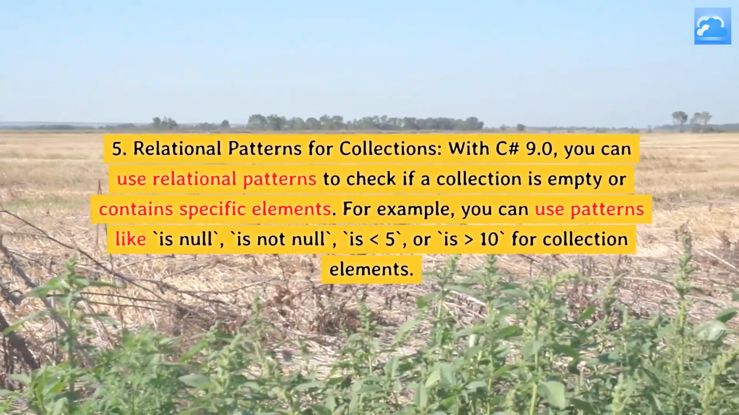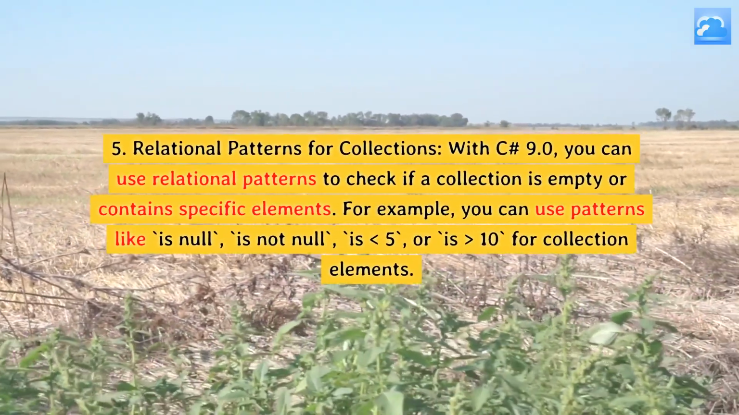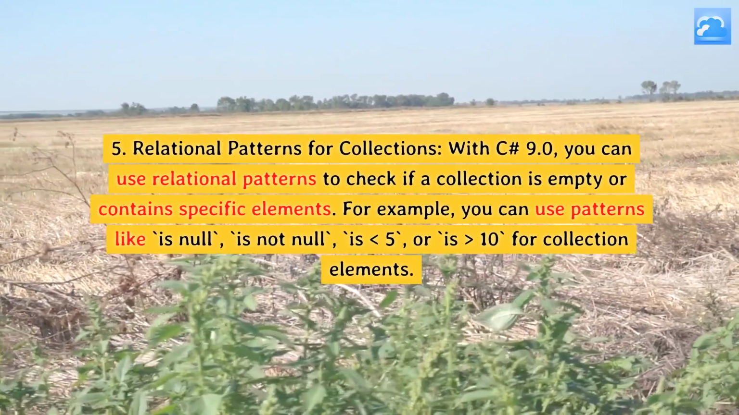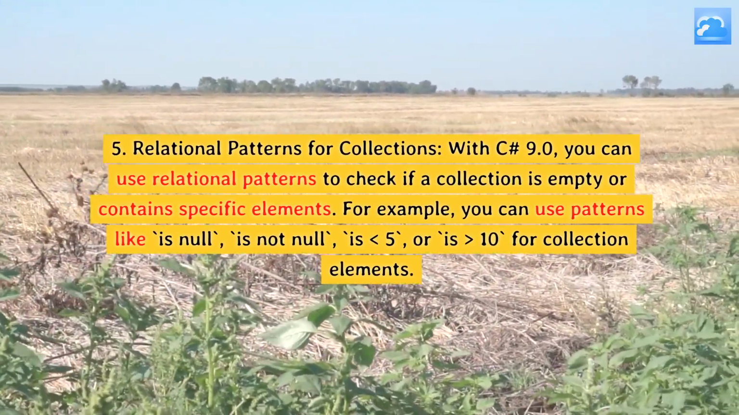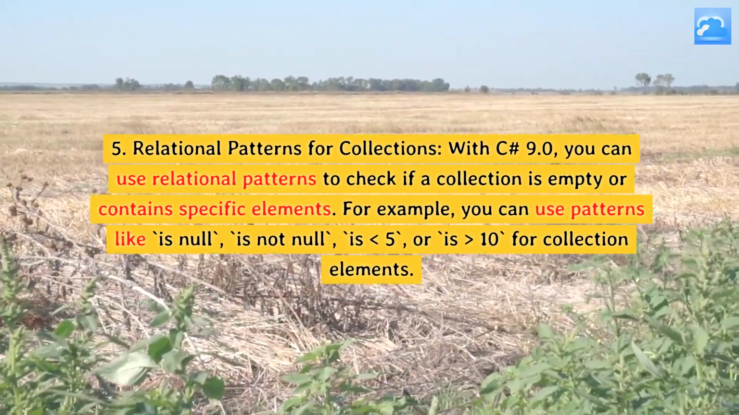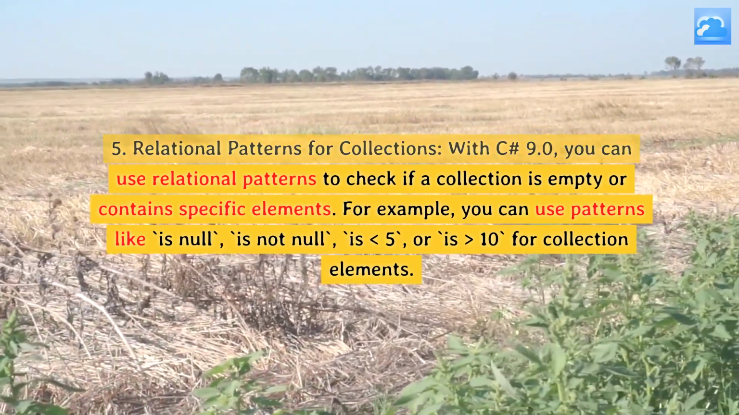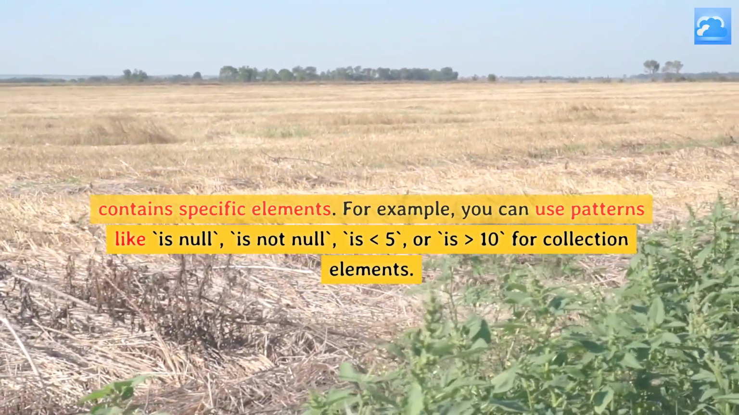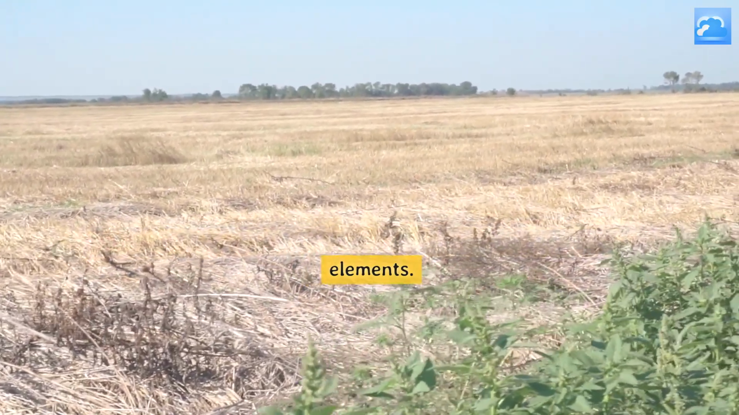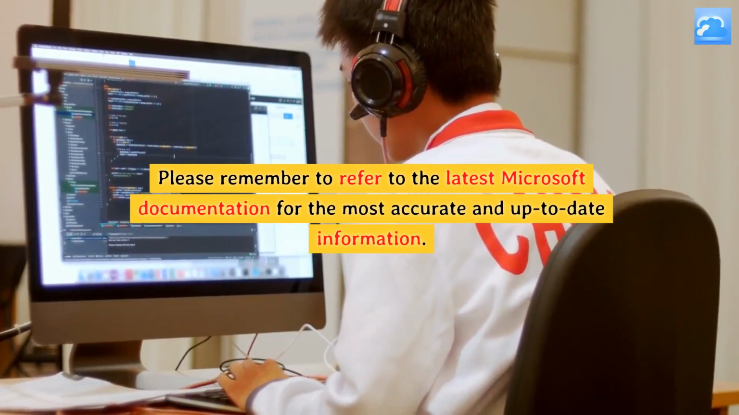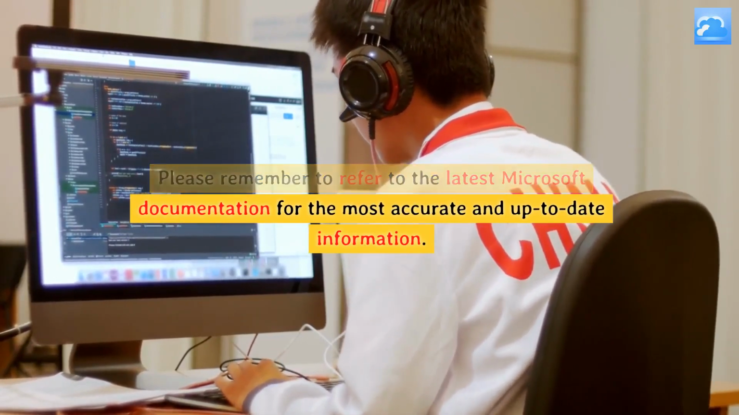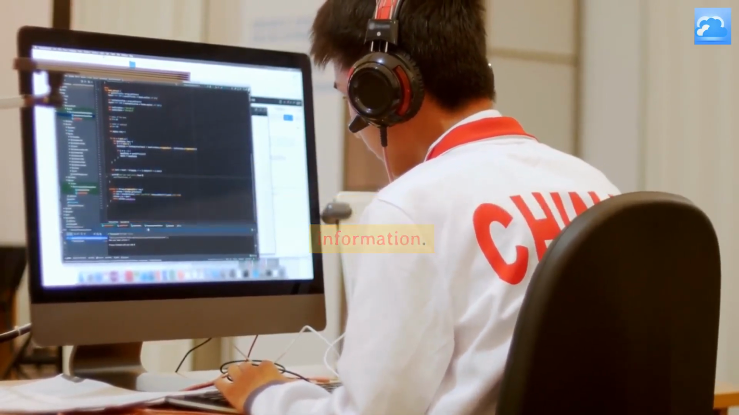5. Relational patterns for collections. With C# 9.0, you can use relational patterns to check if a collection is empty or contains specific elements. For example, you can use patterns like is null, is not null, is 10 for collection elements. Please remember to refer to the latest Microsoft documentation for the most accurate and up-to-date information.